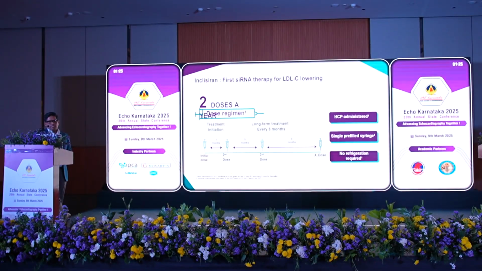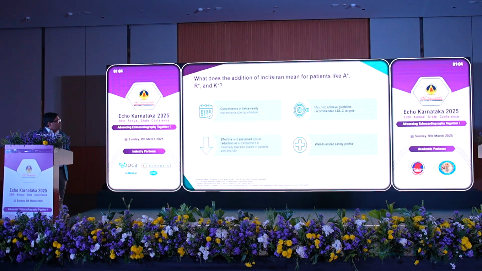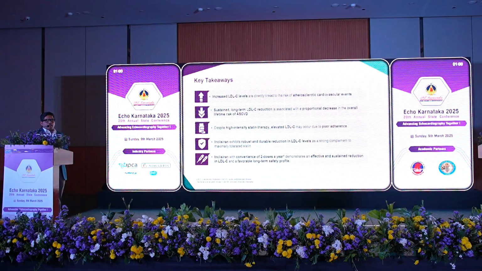So what does this addition of inclisiran mean to our patients, like the previous patients that we discussed? It has the convenience of twice yearly dosing, it helps to achieve the guideline directed recommended LDL cholesterol targets, and it has a very good safety profile and is very well tolerated. With that I would want to leave you with these messages.